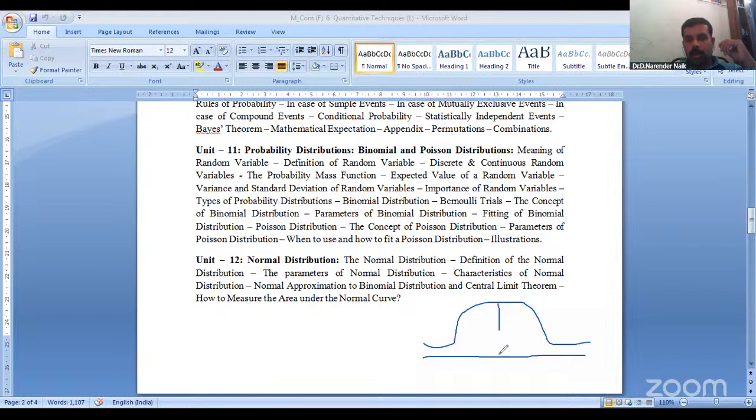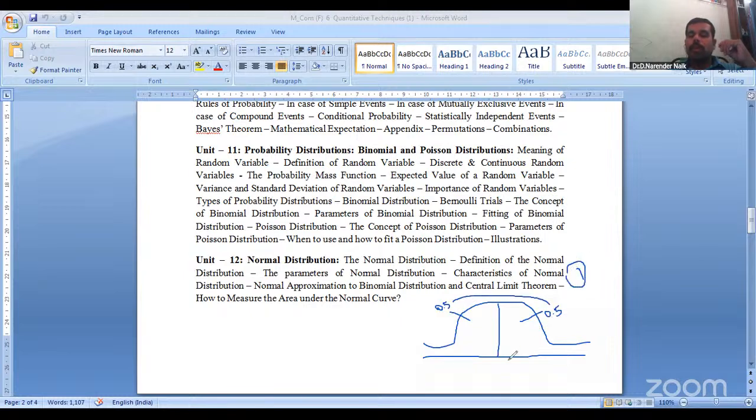See this part, this side is 0.5. Probability will always be 1 only. It should not be above 1, like 1.5. So this part is 0.5 and this part is 0.5. If you add both, that is 1 only.